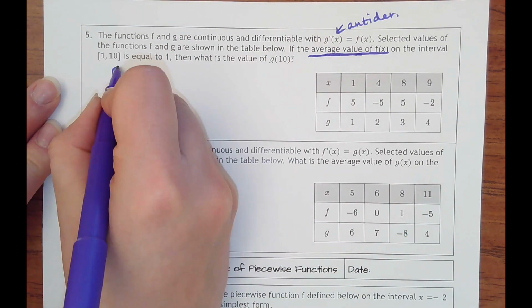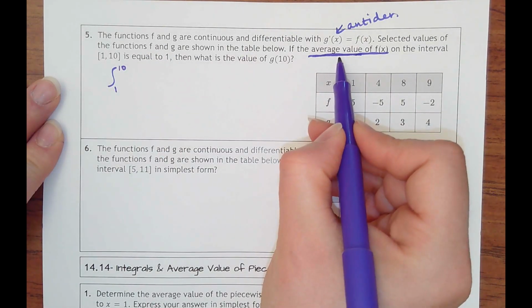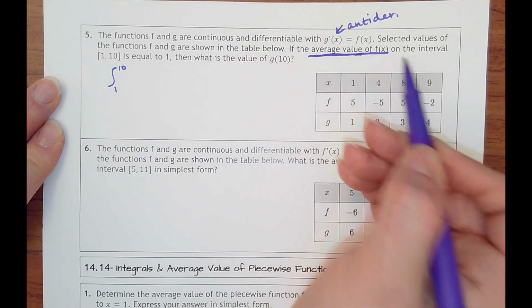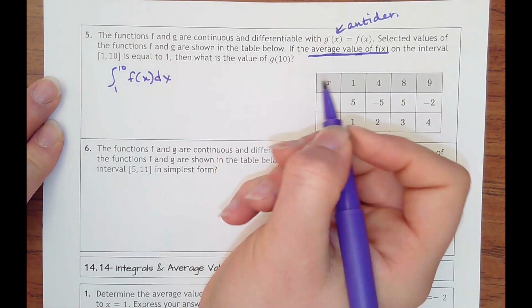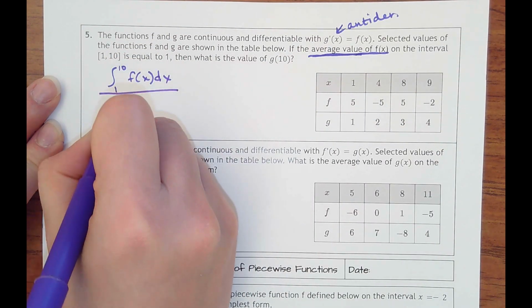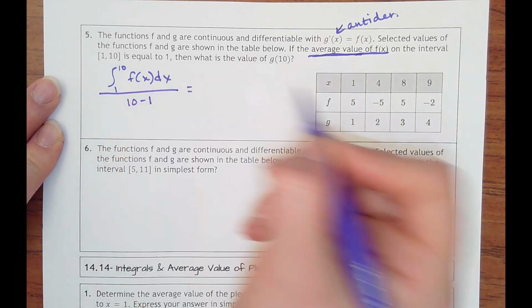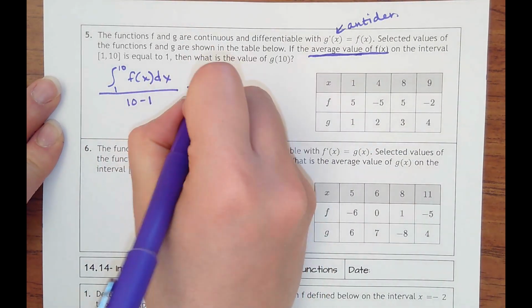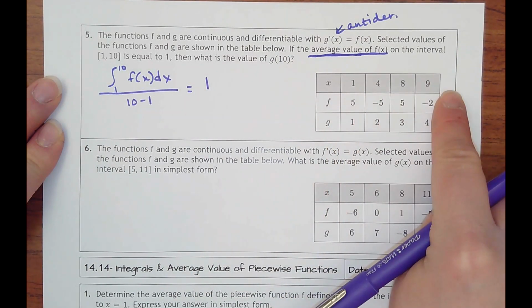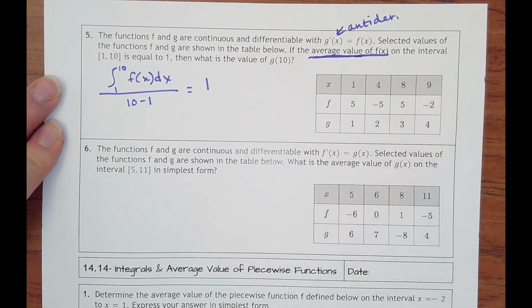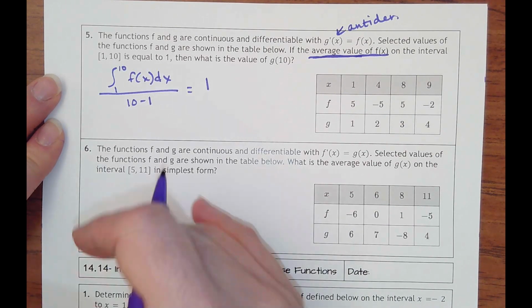Our interval goes from 1 to 10. We're finding the average value of f of x with respect to x divided by 10 minus 1. And they're telling us that that is 1. They're going to want us to find g of 10 because I don't see an x value of 10 on this table. So this is going to be an equation we set up and have to solve for.